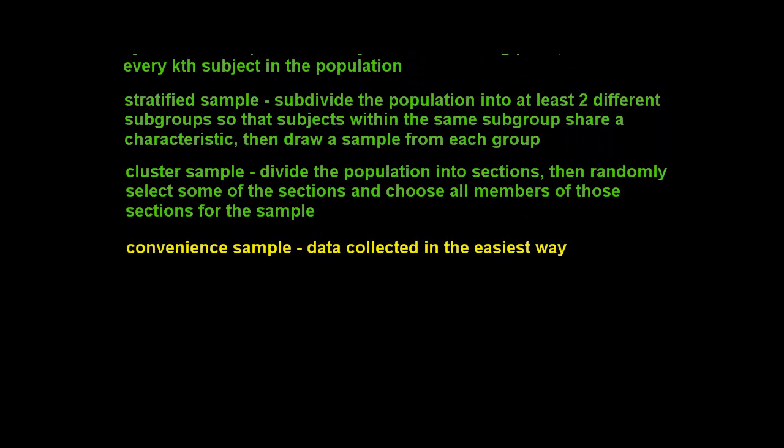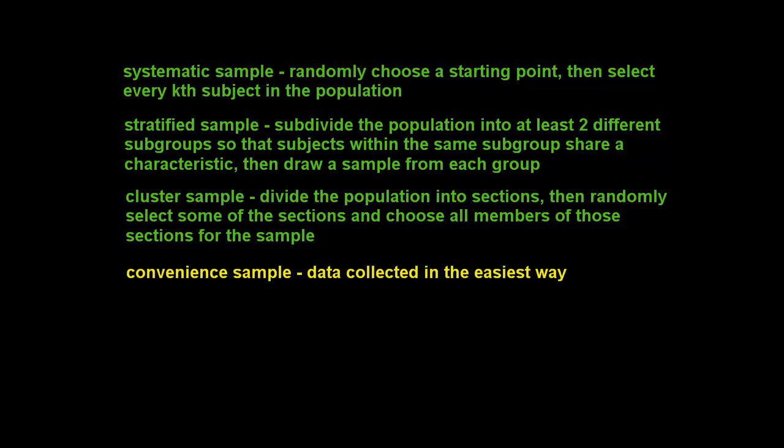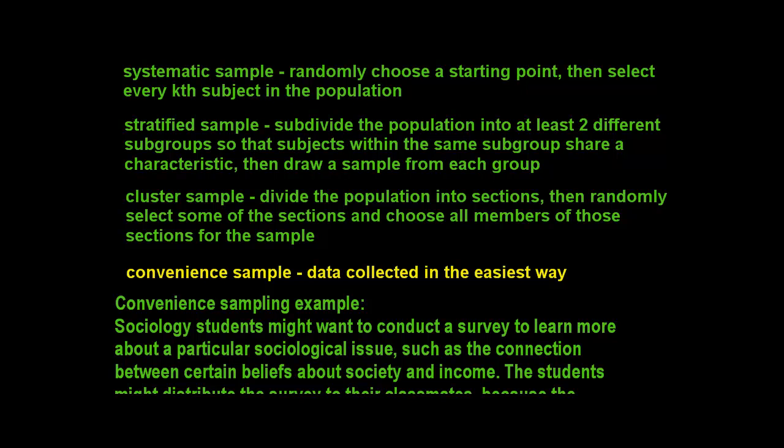Finally, there's a sampling method that's used that I didn't mention yet because it's not random and it's not desirable, and it's called a convenience sample. And this is any time we collect data just in the easiest way. It involves no randomness, and it's not considered a valid way to sample, but it's often done. And let's look at an example of what we mean by convenience sampling.